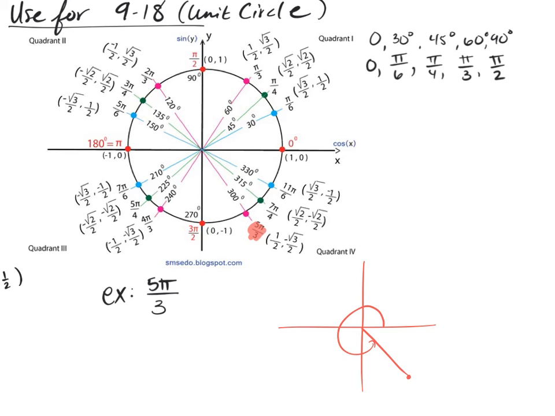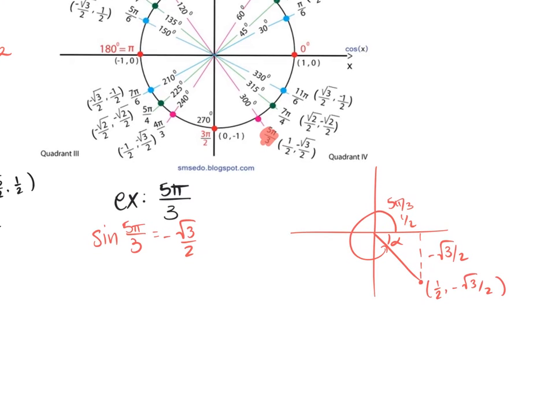The point value for 5 pi over 3 is 1/2 for the x, negative square root 3 over 2 for the y. So I'm going to fill that in. So then sine of 5 pi over 3 is going to be negative square root 3 over 2. Cosine of 5 pi over 3 is going to be 1/2.